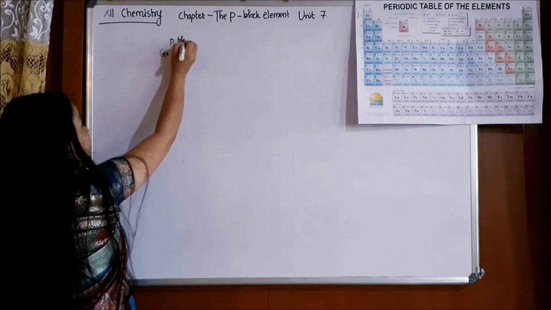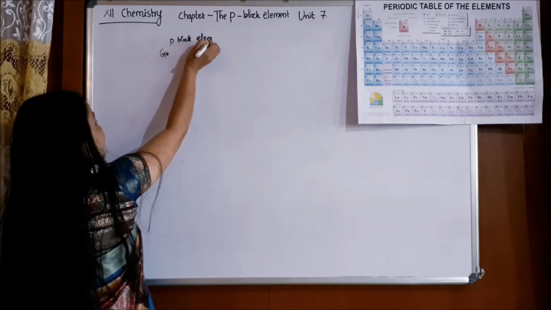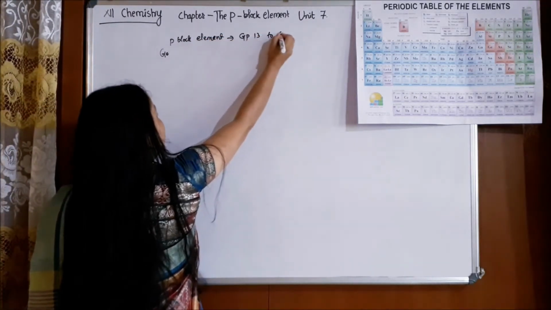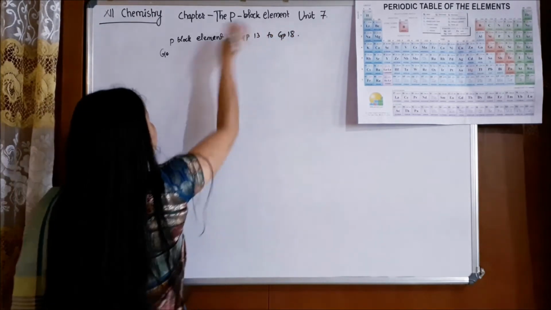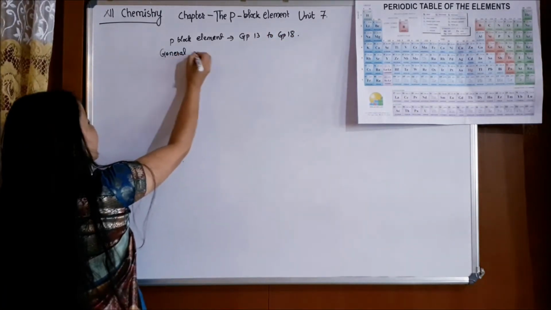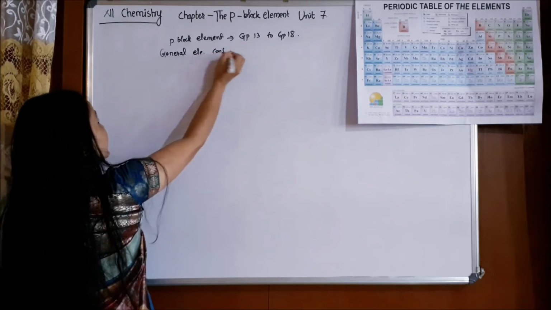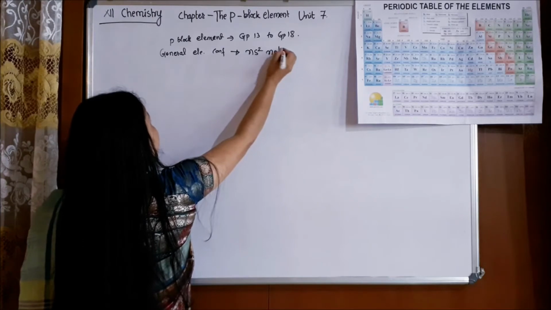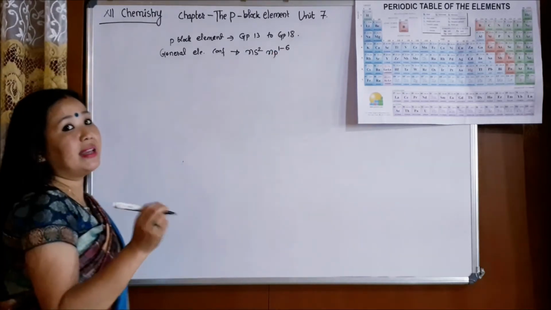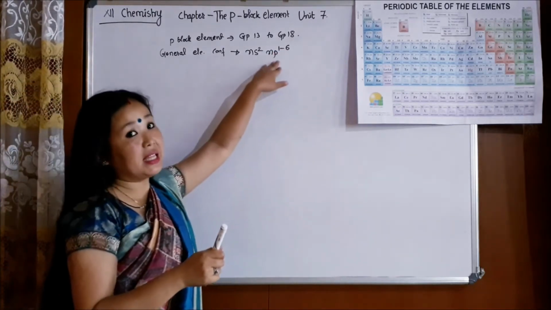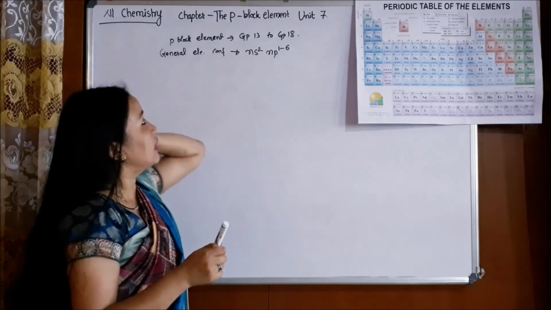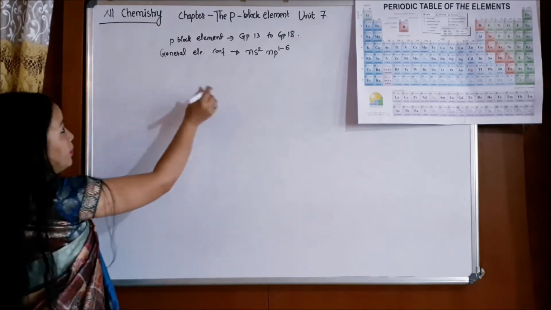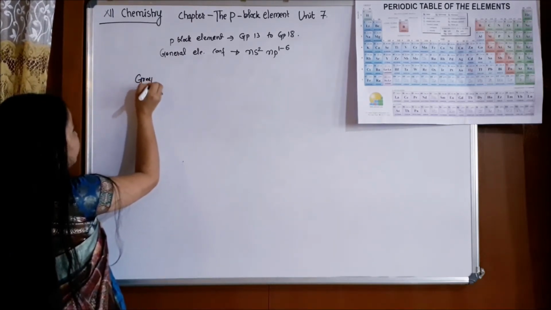The p block elements start from group 13 to group 18, and the general electronic configuration is ns2 np1 to 6. Since the last valence electron enters the p subshell, these elements are called p block elements. Next, we are going to start from group 15.